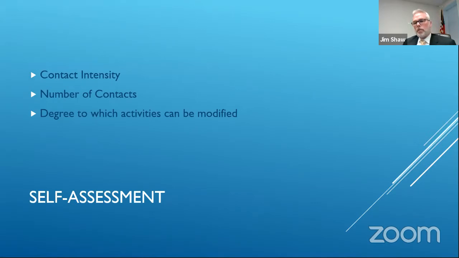One of the things that we're doing now is going through assessments of the workplace and various programs and activities to understand the contact intensity associated, that is, how close do people have to come to each other to be able to complete a task or to provide service, the number of contacts that somebody might encounter in a particular activity or in the course of a day, and the degree to which activities can be modified.